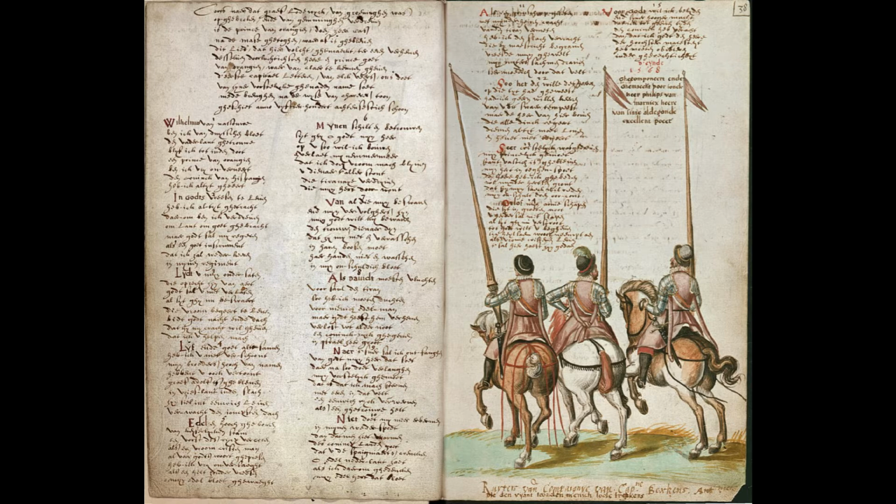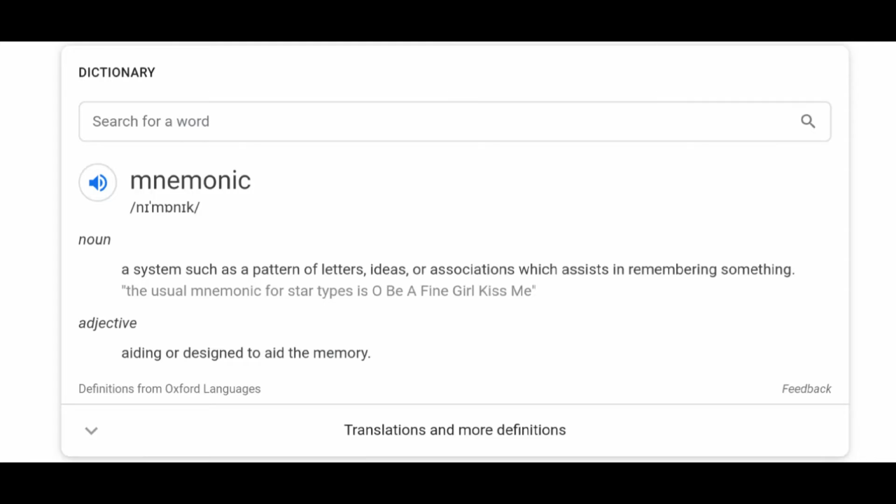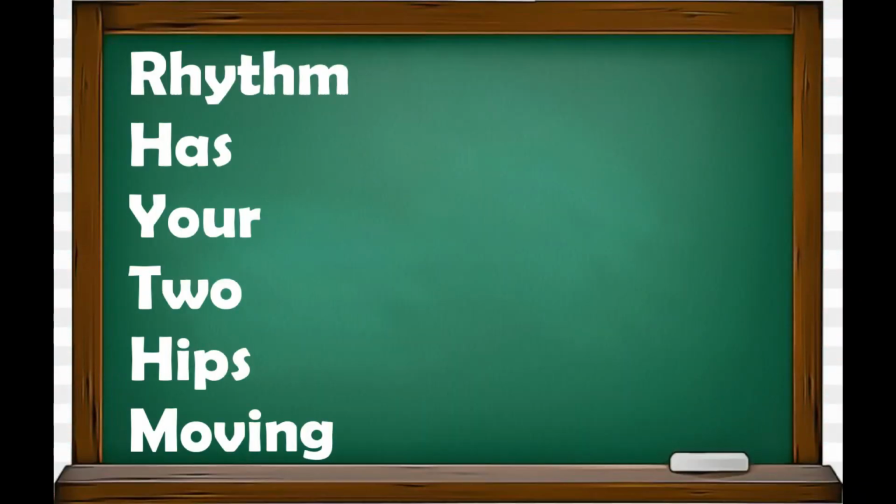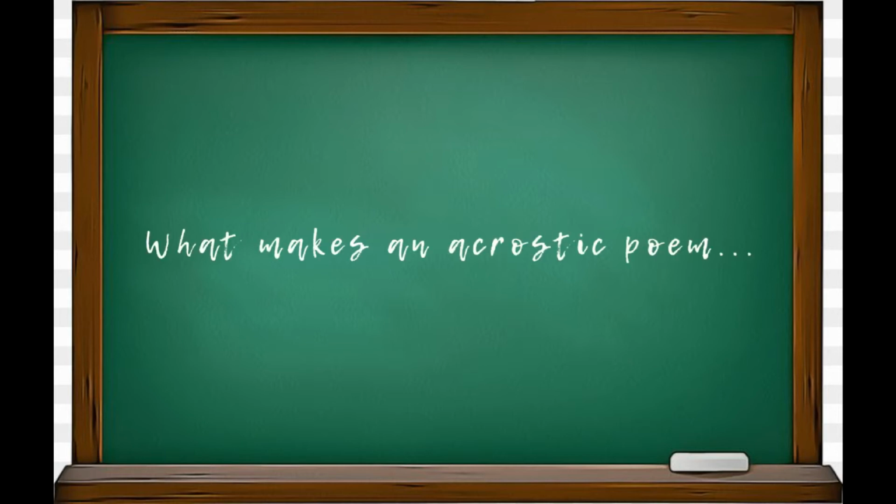It's a form of constrained writing that can also be used as a mnemonic to aid memory. For instance, Rhythm Has Your Two Hips Moving is a mnemonic acrostic poem which helps you to correctly spell the word rhythm. So, now we know some of its history, let's take a look at what makes an acrostic poem.